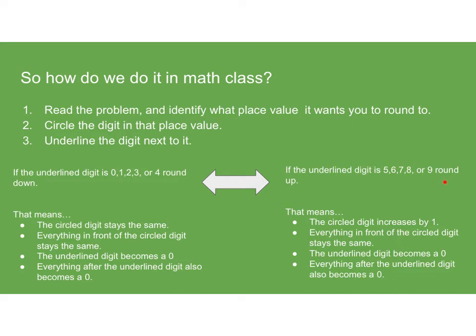If the underlined digit is 5, 6, 7, 8, or 9, you round up. That means the circled digit increases by 1. Everything in front of the circled digit stays the same. The underlined digit becomes a 0, and everything after the underlined digit also becomes a 0.